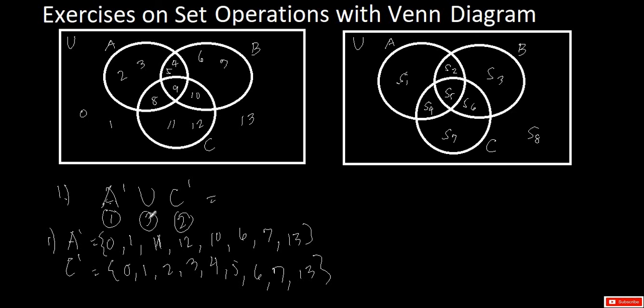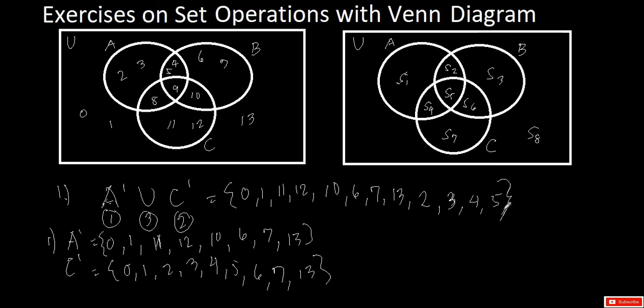For our final operation, let's take the union of these elements to determine our answer. First, we list all the elements of A complement: 0, 1, 11, 12, 10, 6, 7, and 13. And let's add the elements of C complement which are not in A complement. 0 and 1 are already listed, so let's add 2, next 3, then 4, then 5. What about 6? We have listed 6, 7, 13 already. Okay, these are all the elements of the given operation.